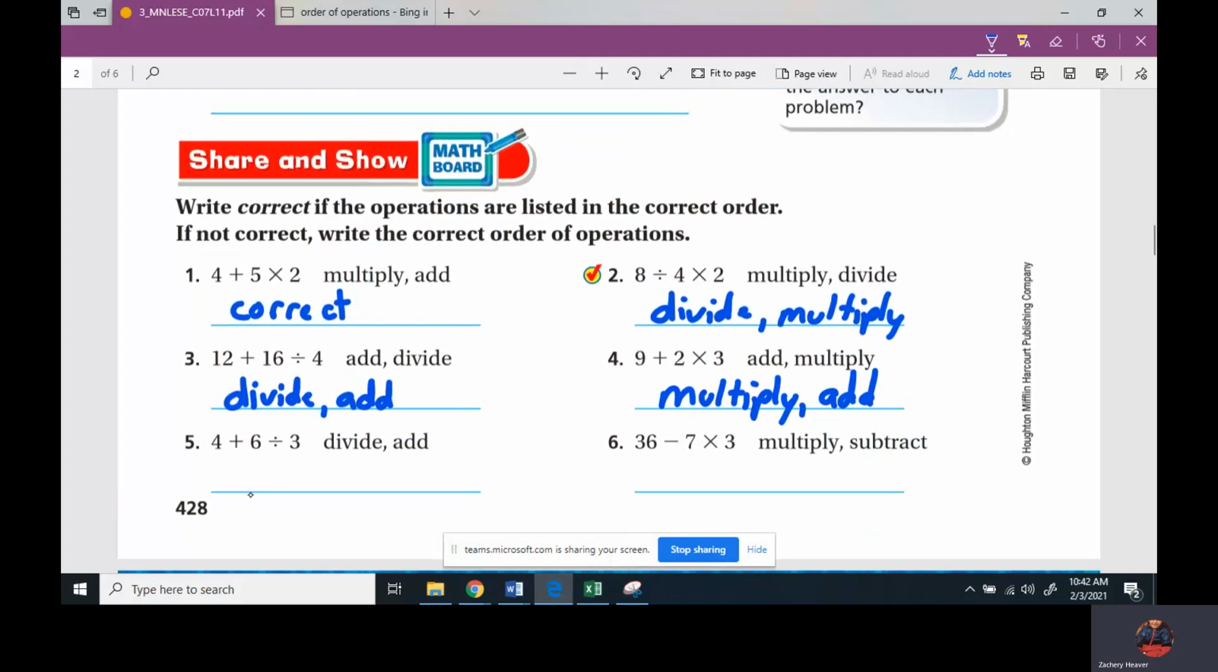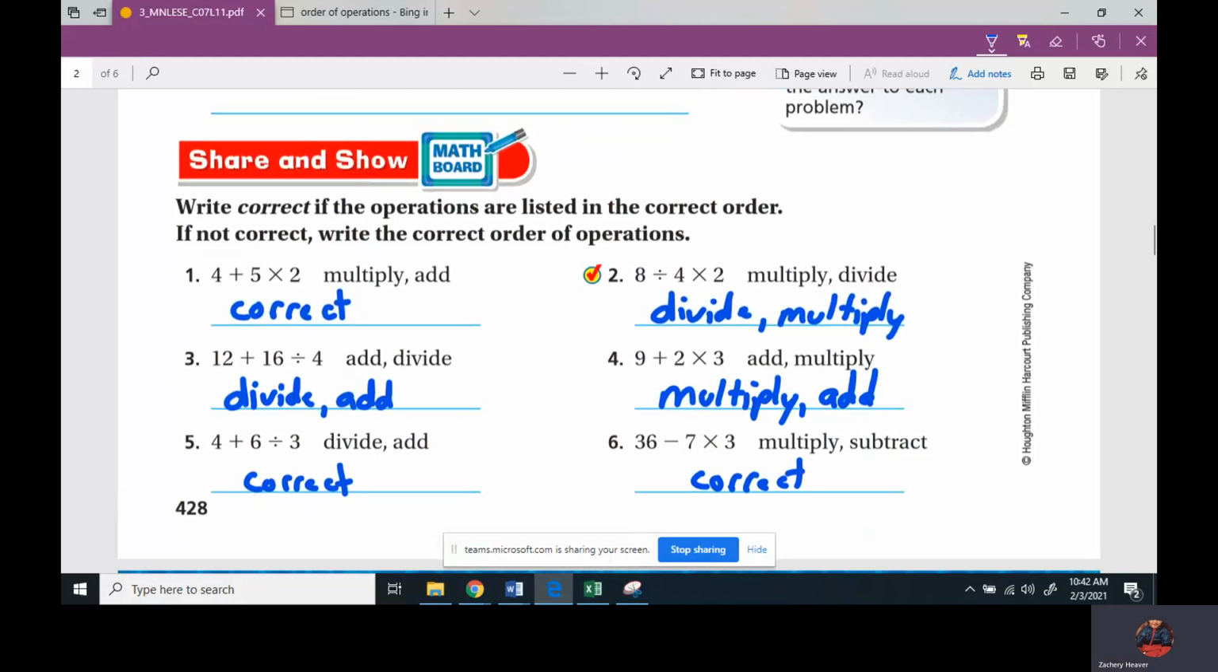This one says 4 plus 6 divided by 3. They want us to divide first, then add. That's correct. Last one is 36 minus 7 times 3. They want us to multiply first and subtract second. That is correct.